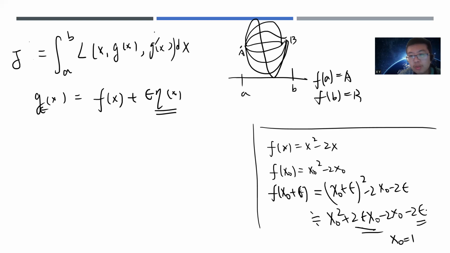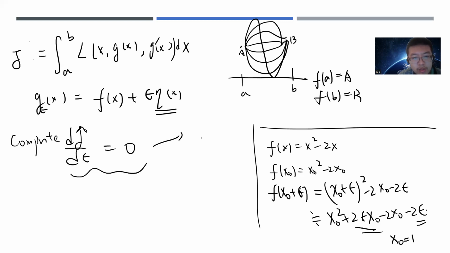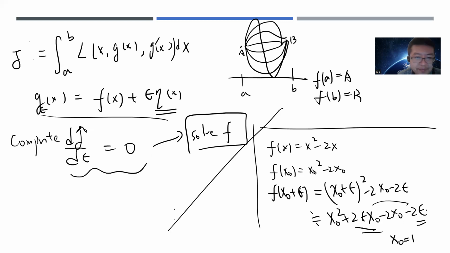And we want to compute the differential of J with respect to epsilon, and set it to be 0. This condition will give me an equation to solve for f. It's the same as when you set epsilon to be 0 to get an equation to solve for x naught. So the idea is similar to this. Well, the proof is just this.